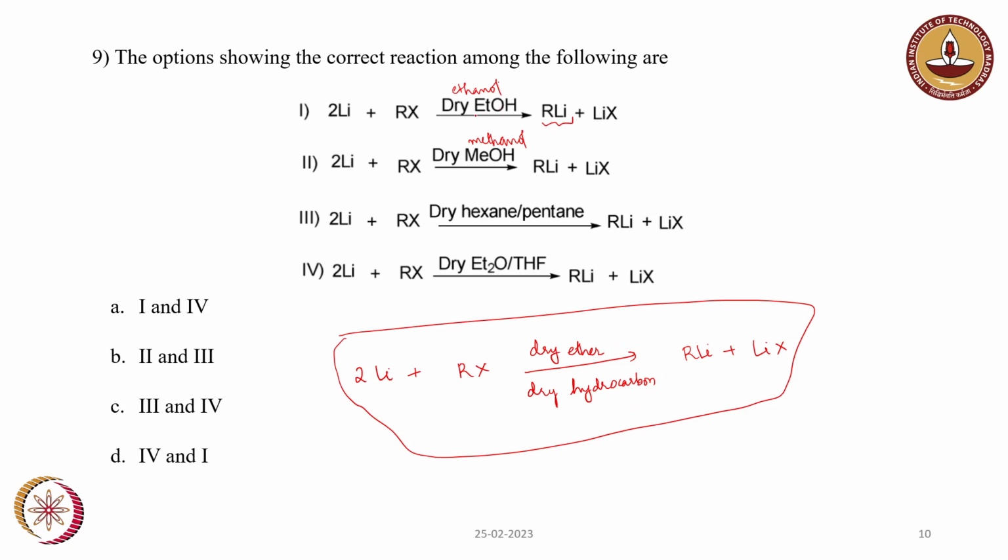So here dry ethanol and dry methanol is used. So these are not the correct ones. And in the third one, dry hexane or pentane is used. So they are hydrocarbons. So this one is right. And in the next one, dry diethoxyethane or THF. They are ethers. So Et2O is this, and THF is tetrahydrofuran, will be this. So these are ethers. So the third one and fourth one are the correct reaction.